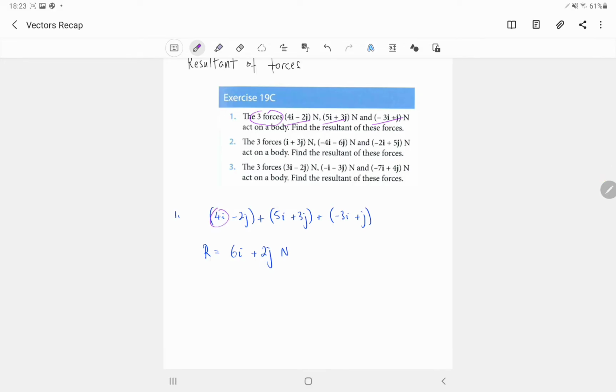So there's 4i. You're going to add on 5i, and you're going to add on a minus 3i. So 4 plus 5 minus 3 gives us 6i. Then our minus 2j, minus 2 plus 3 plus 1j gives us 2j. So to find the resultant of two or more forces, just add them together.